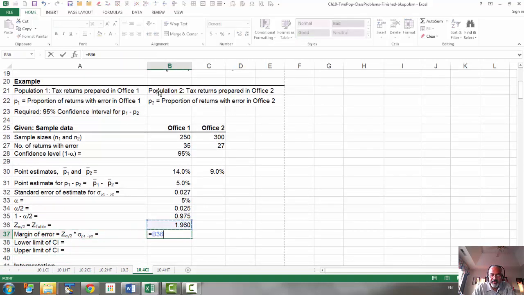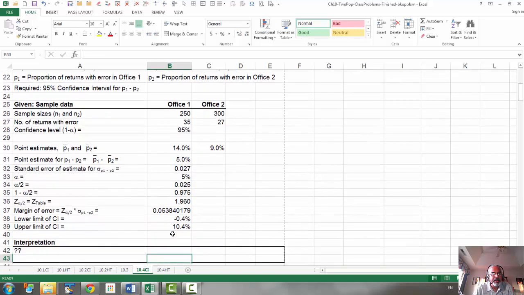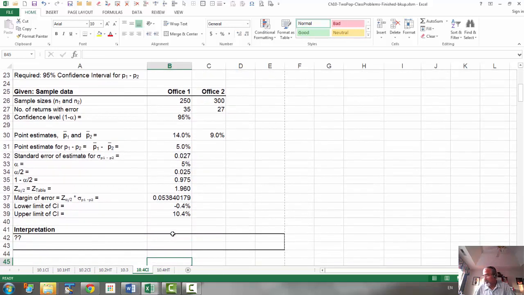Then you take the z value and multiply that with the standard error of estimate. That gives us the margin of error, and then take the point estimate of the difference, which is right here, minus the margin of error, and then the same point estimate for the difference plus the margin of error will give you the upper and lower limits, and then you do the interpretation.